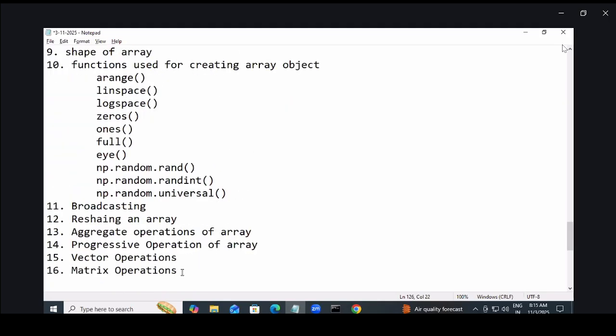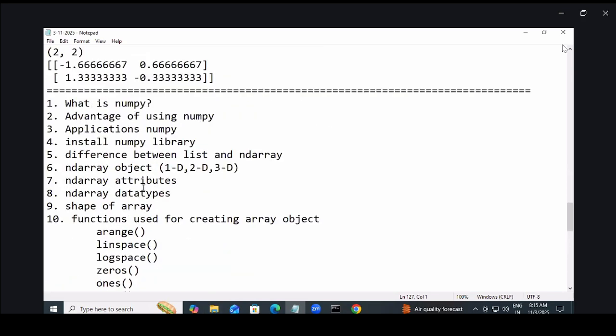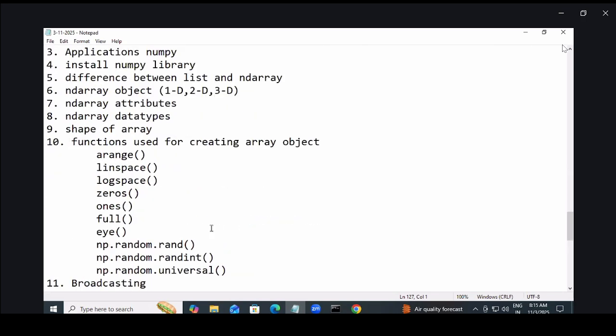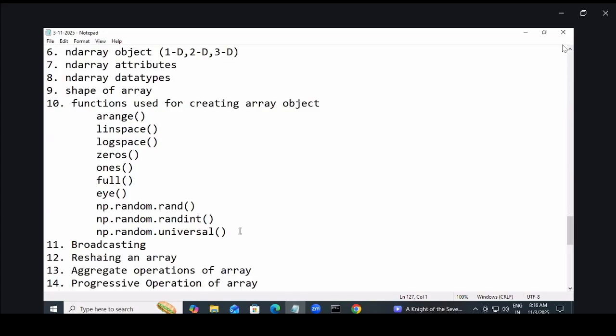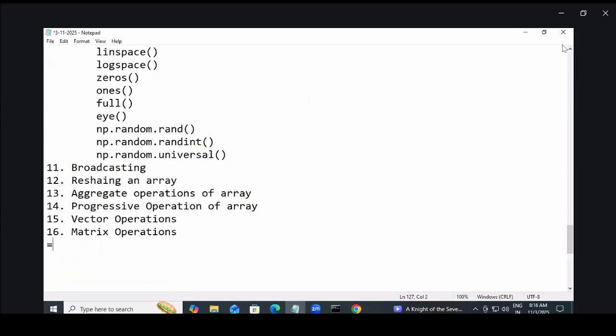Now there is one more topic, and that topic belongs to linear algebra, right? So how can you solve the linear equations by using NumPy? How to solve the linear equations using NumPy?